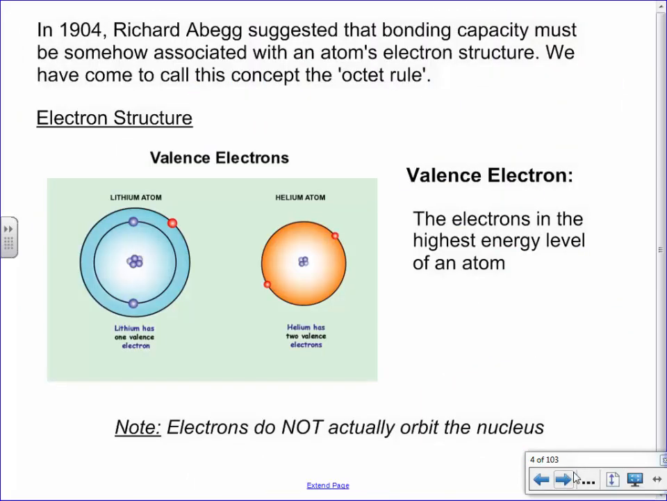I'm going to give you a bit of a history lesson. It's 1904. In terms of timeline, this is just before Ernest Rutherford did the gold foil experiment. It's right before Niels Bohr came up with the idea of electron valence levels. And he had this thought: he figured that bonding capacity somehow has to be based on electrons. Again, this is pretty incredible because at the time, they didn't even know what a nucleus was yet.